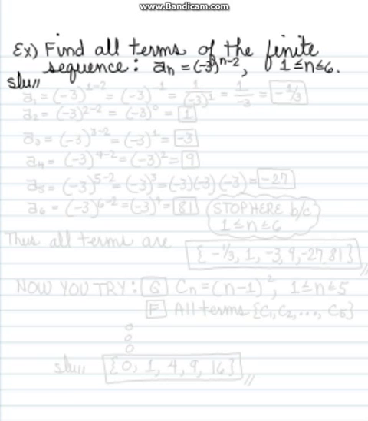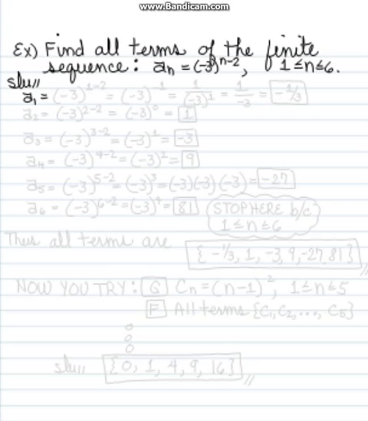I want you to notice something about this formula. A sub n only depends on one variable, and that variable is the index n. That represents the position of the term in the list. So a sub 1 will be index 1, and it's the first position in the list, and the value of that first position is, now remember, n is the index, in this case is 1. We're using a sub n equals -3 to the n minus 2.